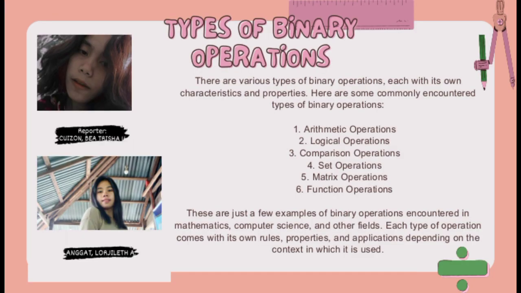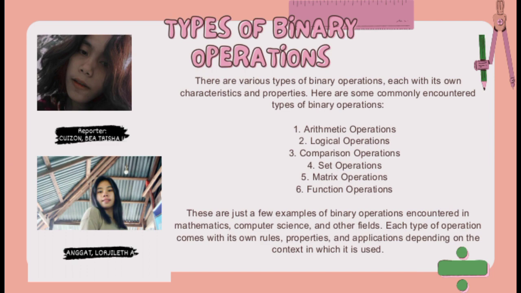There are various types of binary operations, each with its own characteristics and properties. Here are some commonly encountered types of binary operations. Number 1. Arithmetic operations. These are the fundamental operations used in arithmetic, including addition, subtraction, multiplication, and division. Arithmetic operations are typically performed on numbers and follow specific rules and properties.